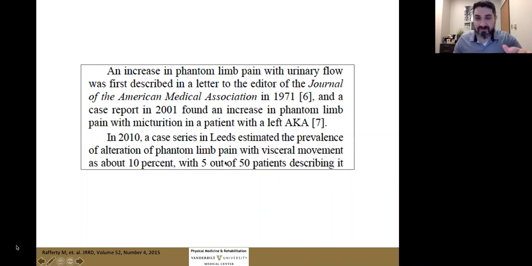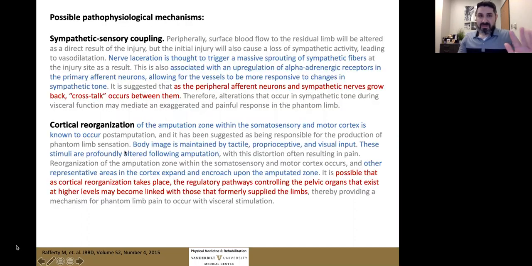But let's talk about what leads to this cross wiring, right? Why would this be happening? Well, at the cut end of the nerve, nerve laceration is thought to trigger massive sprouting of sympathetic fibers, associated with upregulation of alpha-adrenergic receptors in the primary afferent neurons, allowing the vessels to be more responsive to changes in sympathetic tone.